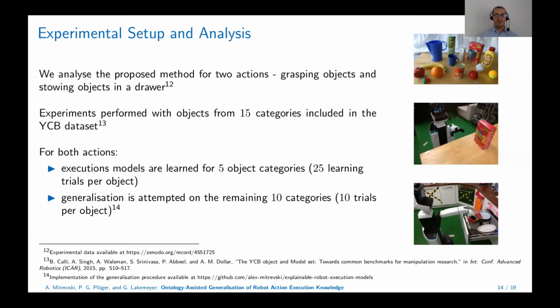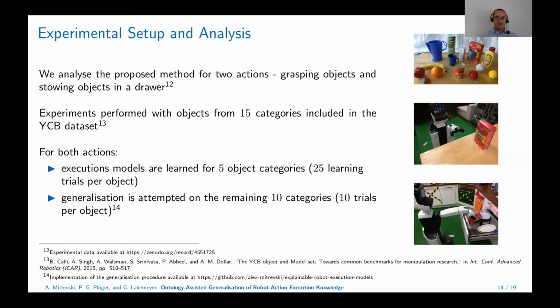For the experiments, we learned models for 5 objects by performing 25 learning trials per object. Generalization trials are then performed with the remaining 10 objects, such that we performed 10 generalization trials per object. The outcomes of all trials are labeled manually.